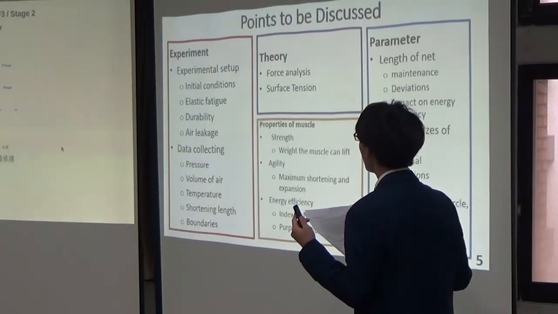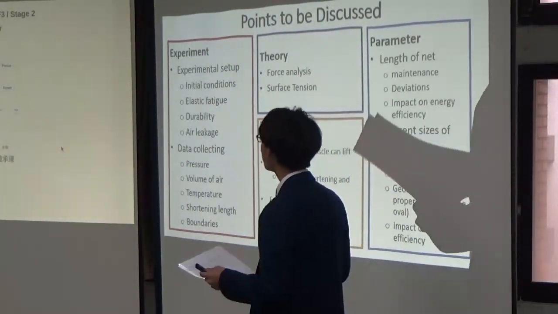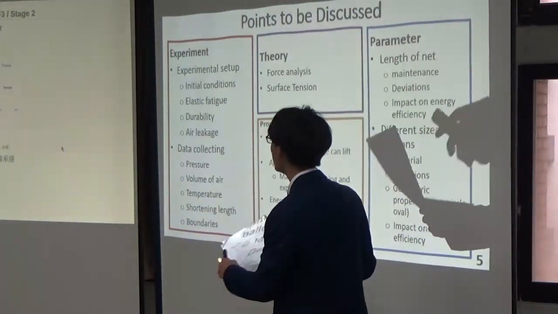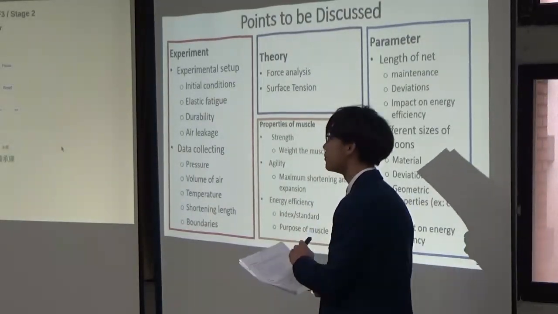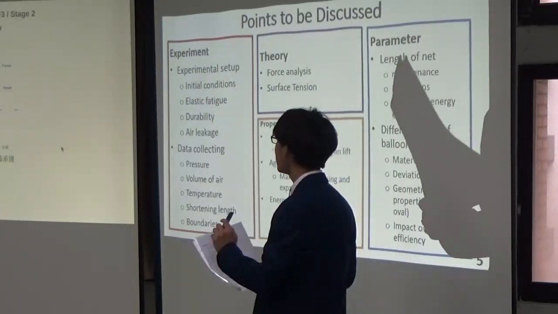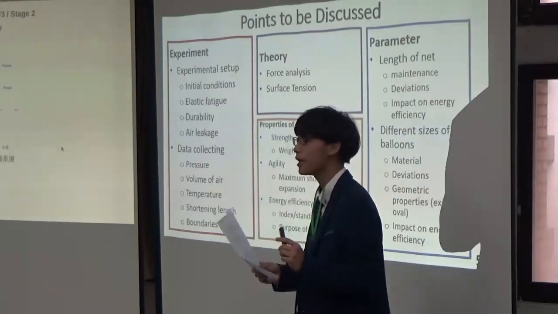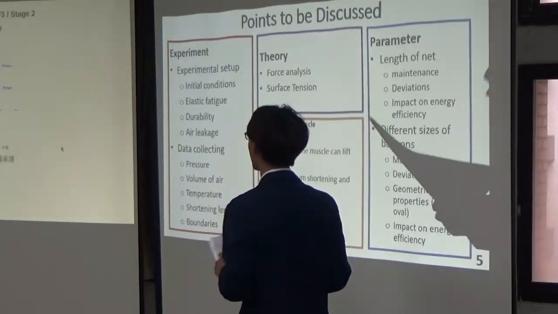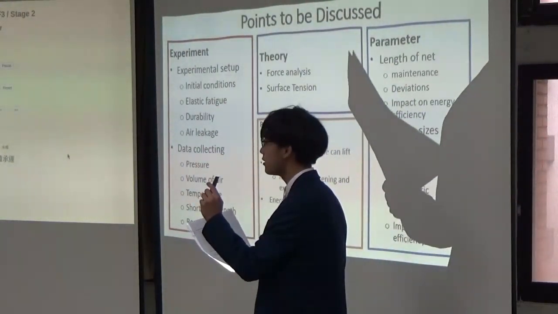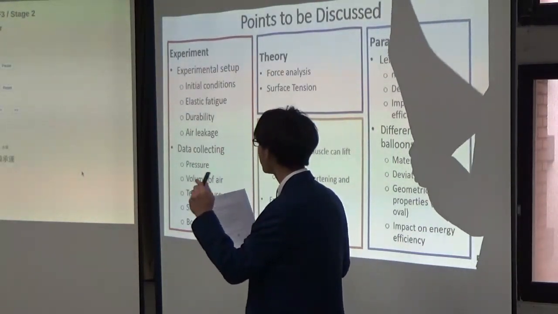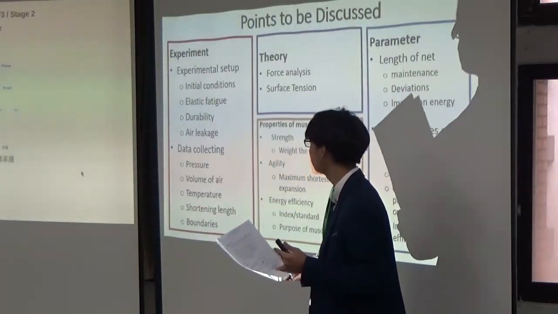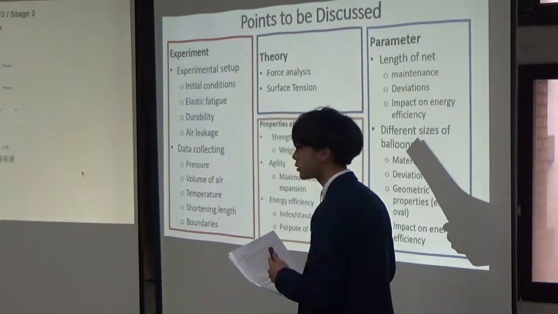Next, I'll be talking about the points that we want to discuss later in our discussion. For experiment, we'd like to ensure the initial conditions before he conducted every single experiment. We'd also like to question the elastic fatigue problems the reporter might have faced when he conducted experiments. Also, we'll talk about the air leakage and how he ensured that there was no air leakage in the system. For data collecting, we'd like to understand how the reporter measured the pressure of the system. We'd also like to know how the reporter measured the volume of air. We'd also like to ask about the measurement of temperature and the shortening of length.